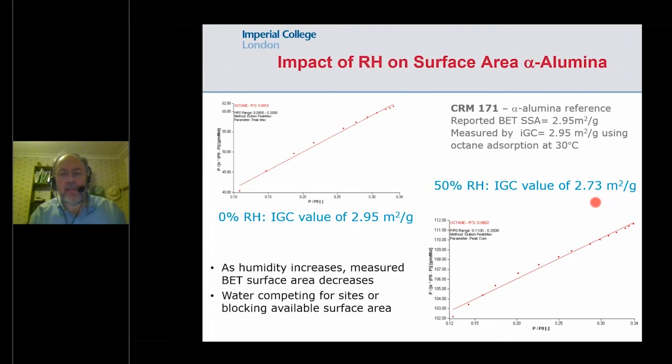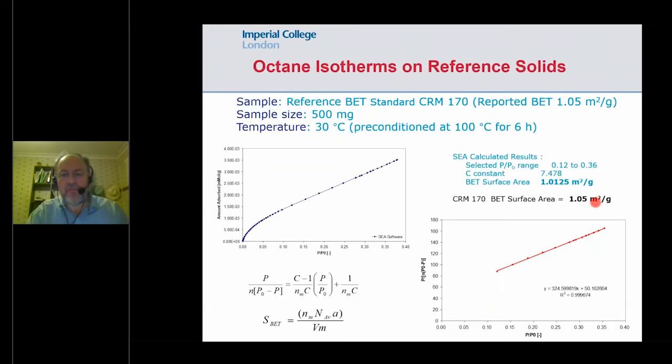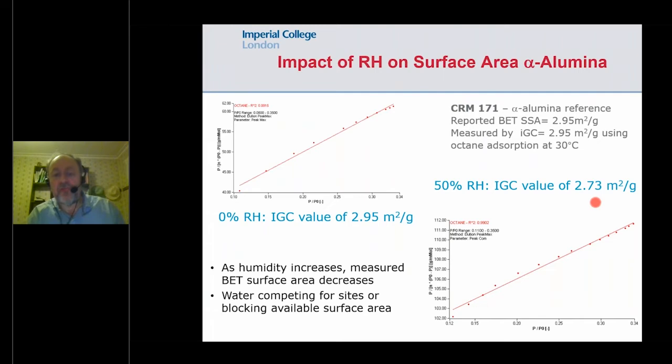Here's a different reference material, a slightly different area. It's also an alumina. This is CRM 171. It has a slightly higher surface area, about 2.95 meters squared per gram. Again, we measured it using IGC at 25 degrees, not 77 Kelvin. In fact, at 30 degrees, as you can see here, a very good agreement between the nitrogen data and our IGC data.